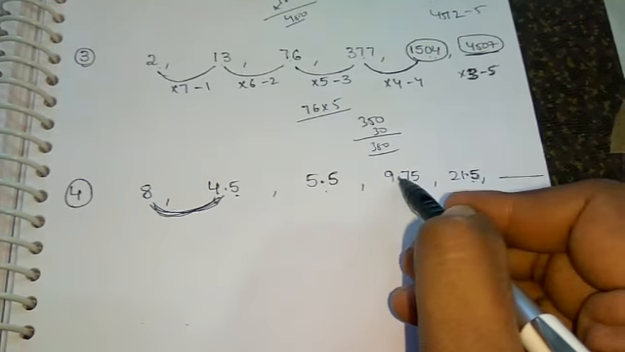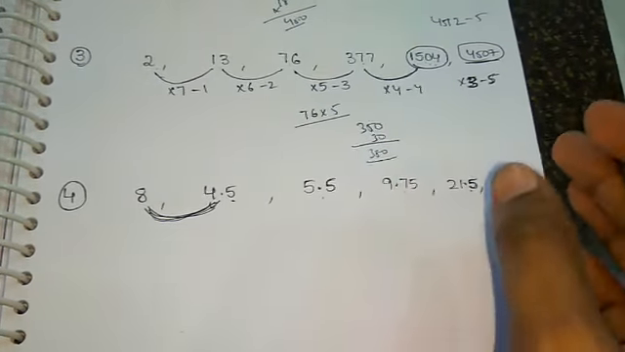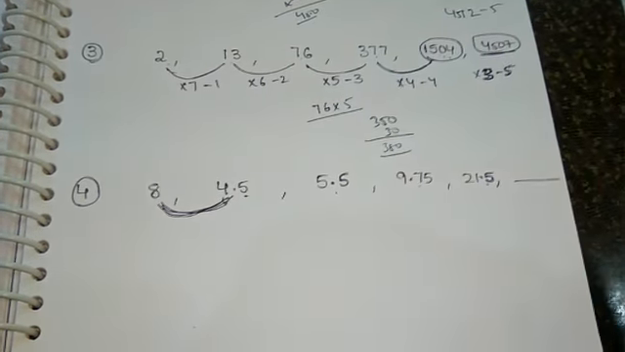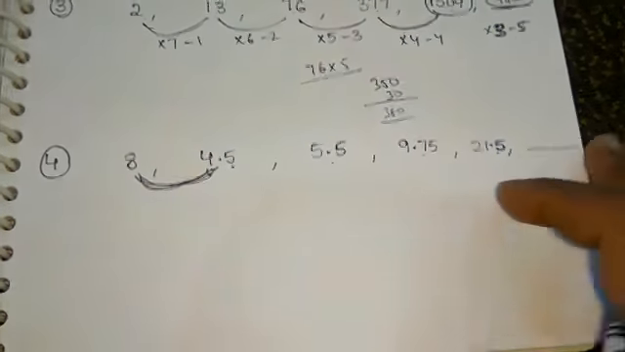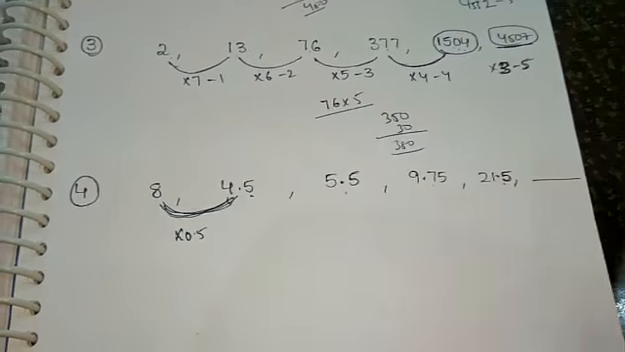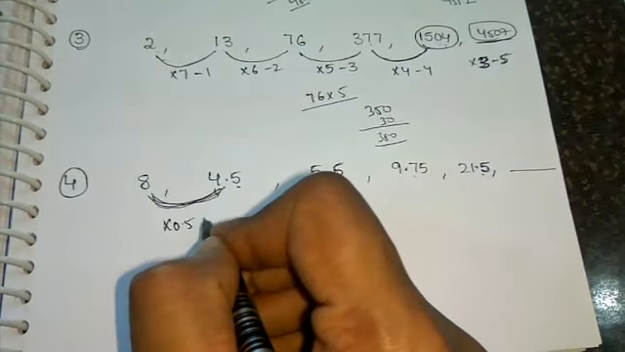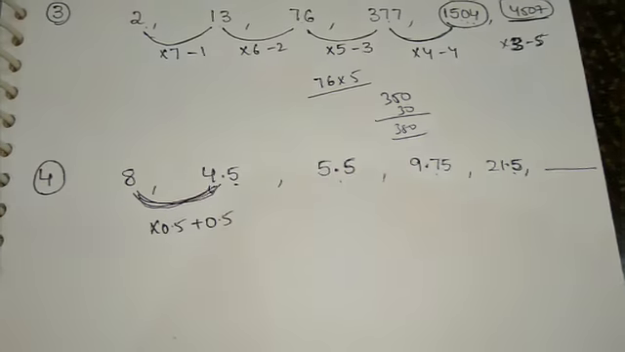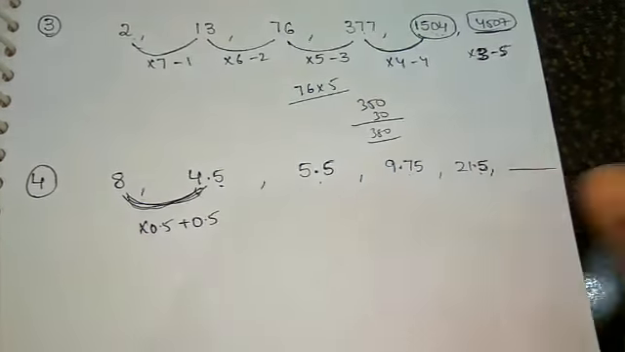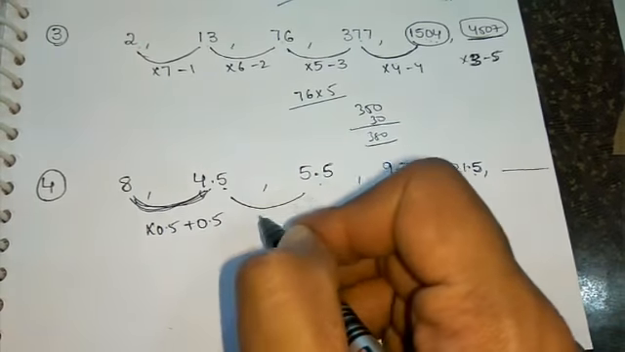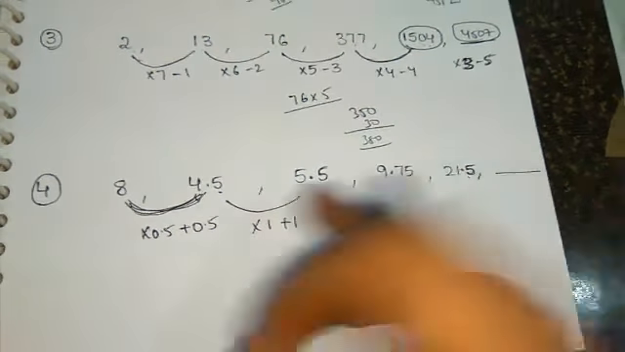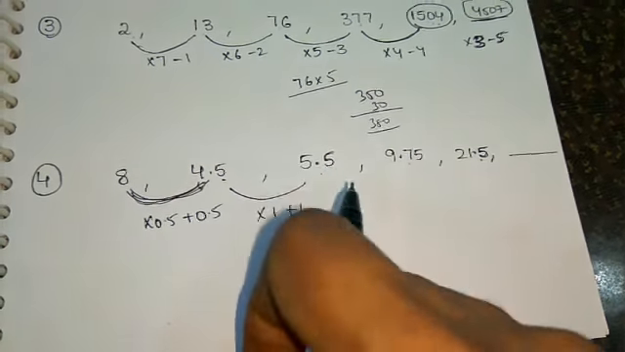Okay, 0.5s. So whenever you find 0.5s, there is a possibility that it is multiplied by 0.5 or 1.5 or something like that. So now see, 8 into 0.5, 8 into half is nothing but 4. So what they have done? They added again the 0.5. Okay, it may be a possibility. So we should check whether this is applicable for all these things or not. So next, 4.5 into 1, 4.5 plus 1 is 5.5.